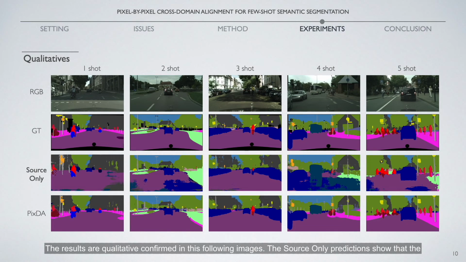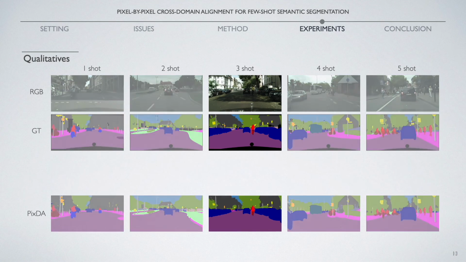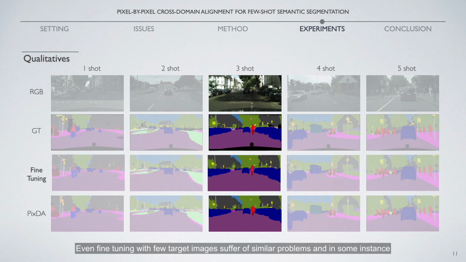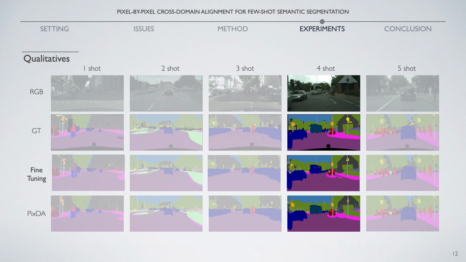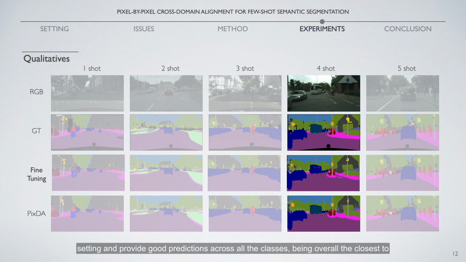The source-only prediction shows that the domain shift between GTA and Cityscapes is lower in some major classes, like the road or the vegetation, but that is not true for some underrepresented classes, like the bus or the train. Even fine-tuning with few target images suffers from similar problems and in some instances produces completely wrong predictions. Look at the rider classified as a person, or at the bus completely misclassified. PixDA instead performs consistently in all the settings and provides good predictions across all the classes, being overall the closest to the ground truth.